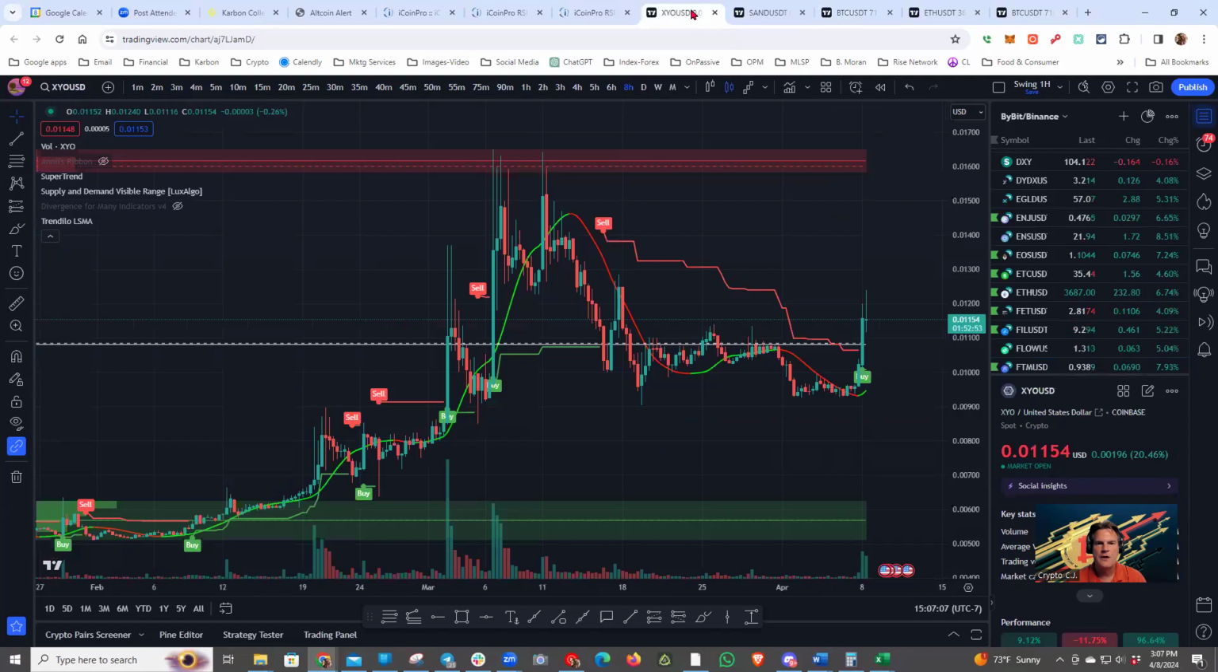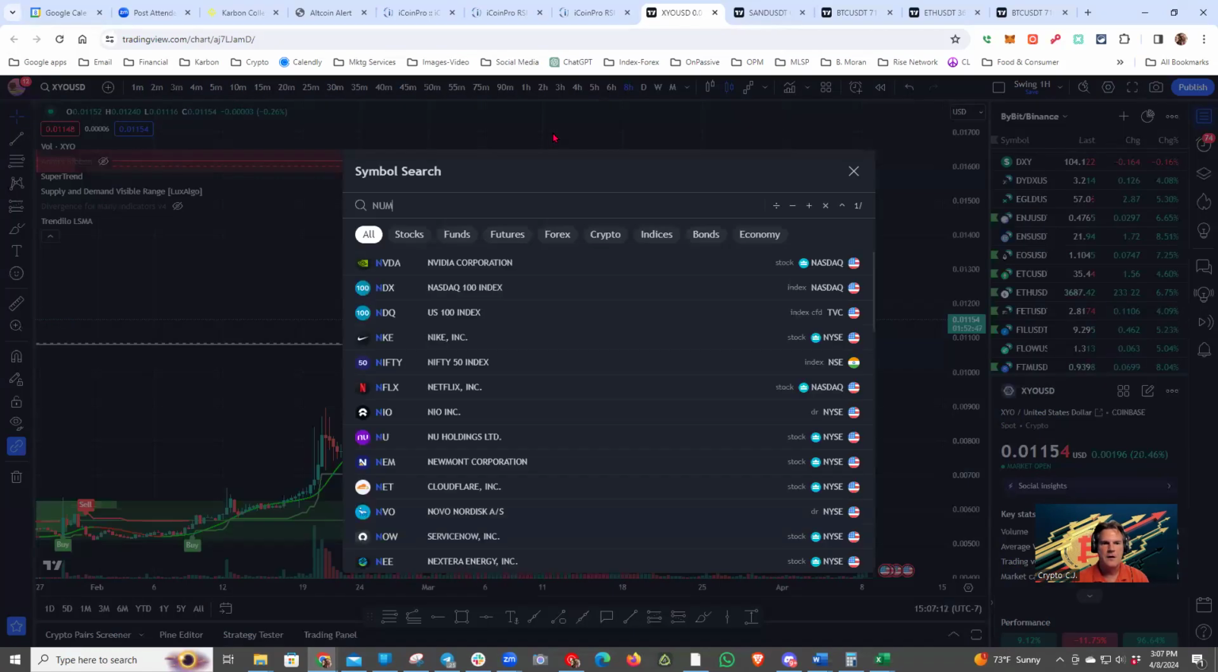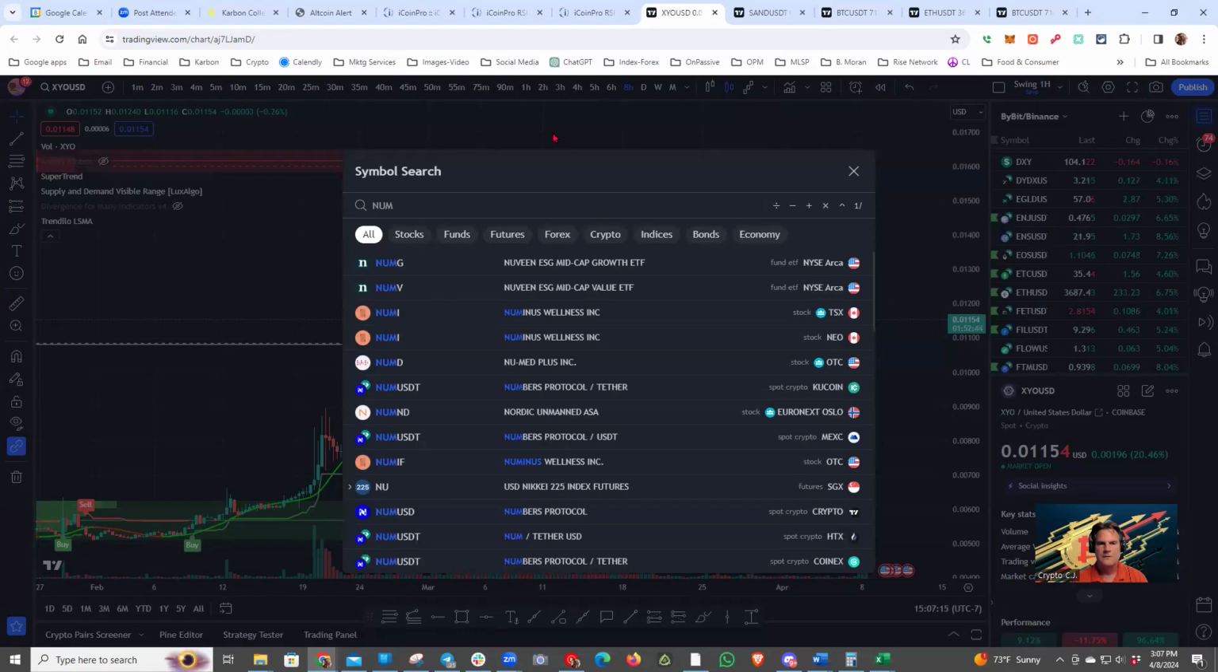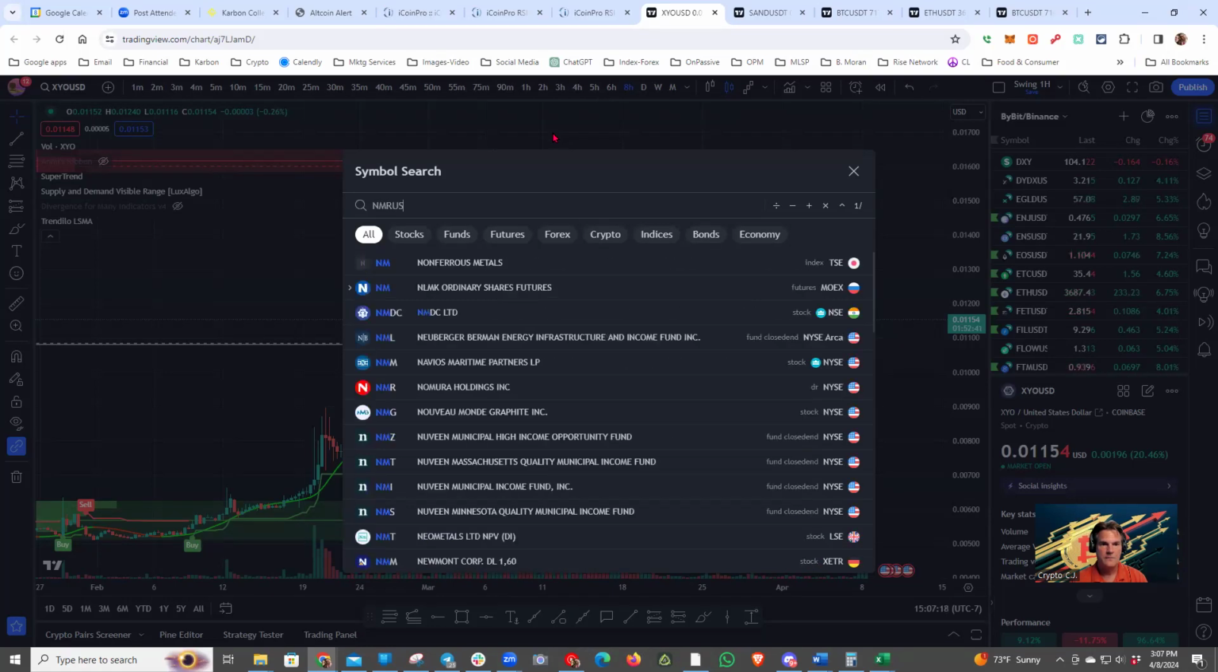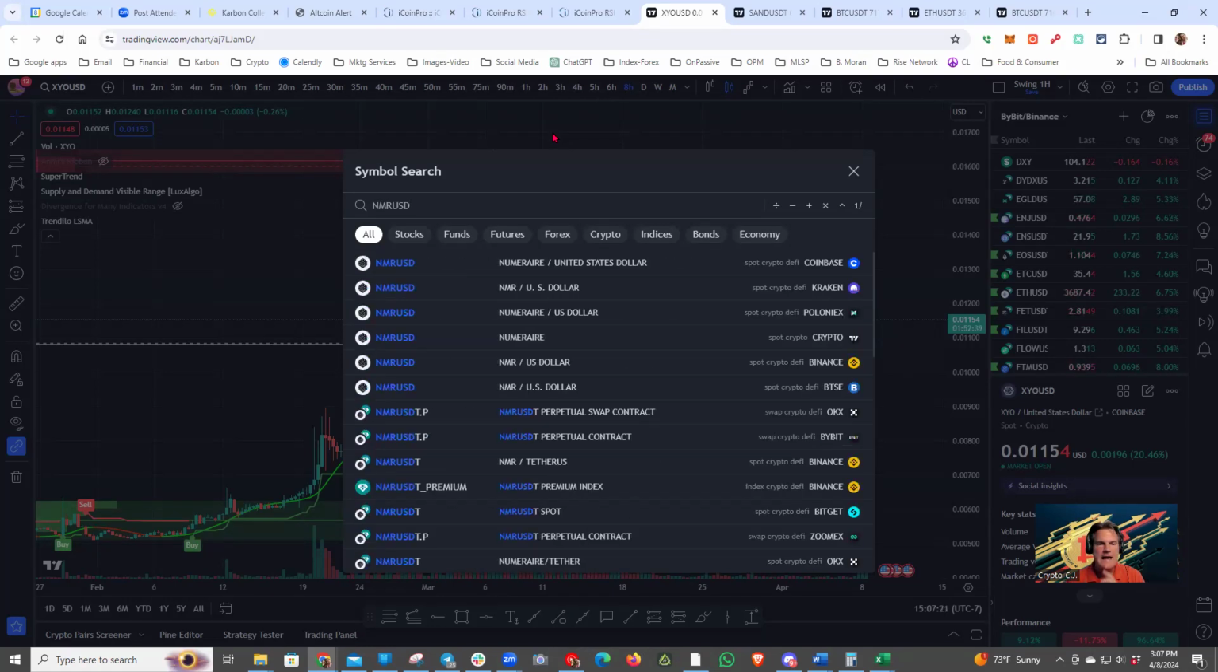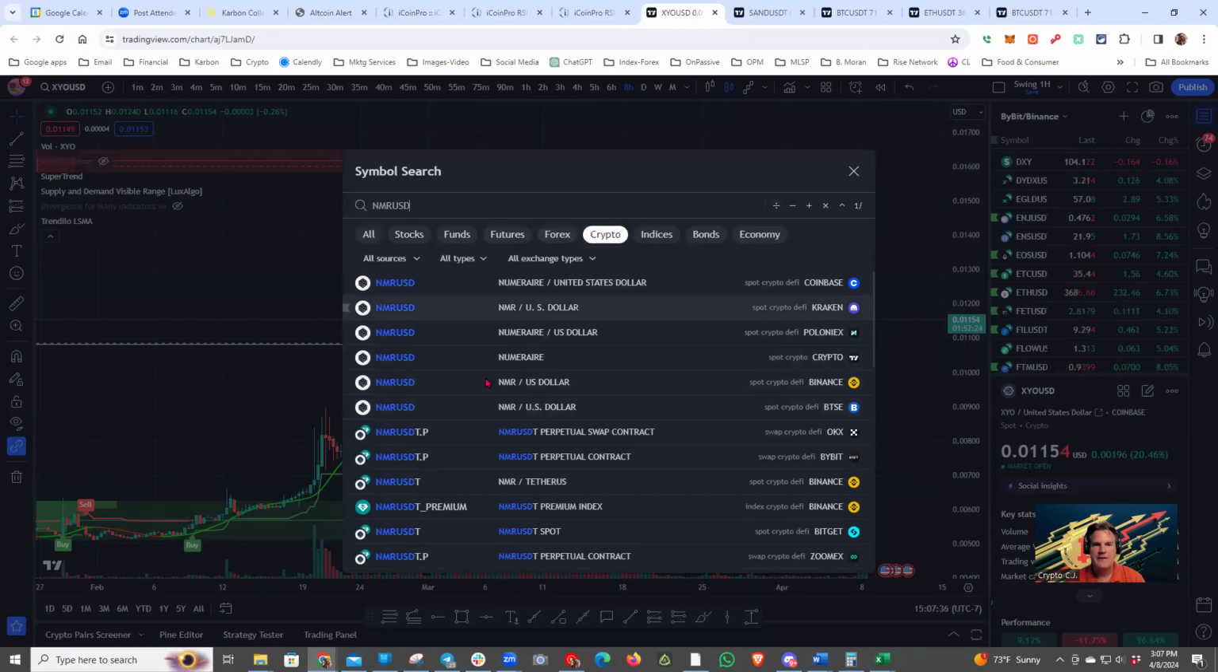So let's go to a chart here, and let's say I was looking at Numeraire earlier, NMR. NMR USD. So I think what he's asking about is whether there is a way to sort out USD and USDT and USDC so you don't have all this jumbled mess here. Oh, yeah, there is. You just click on crypto. Once you're in the crypto sort, it should be all crypto options.